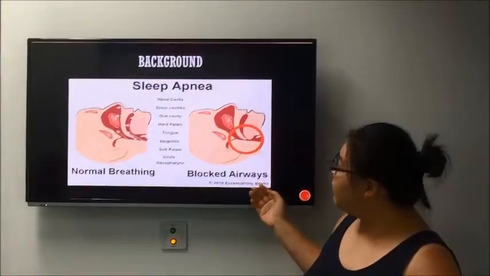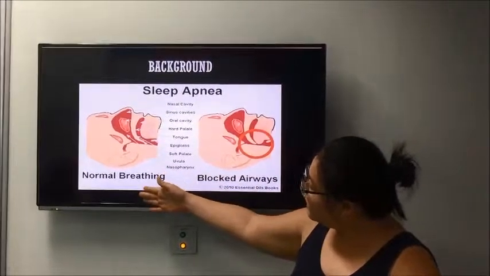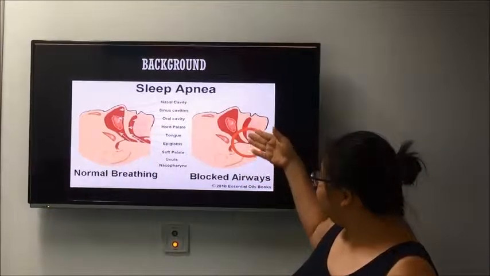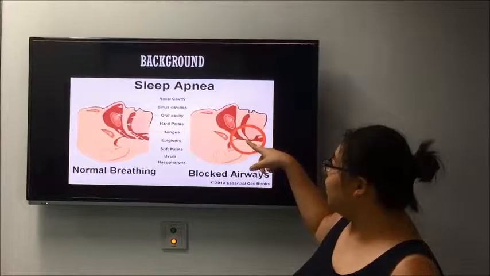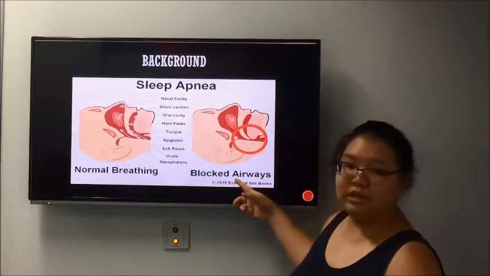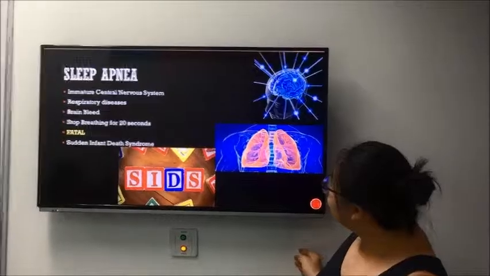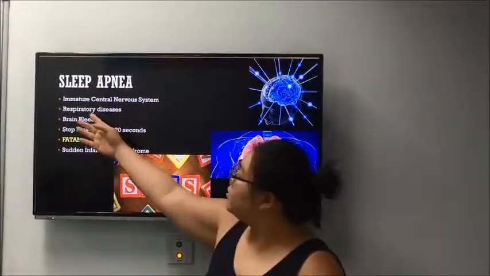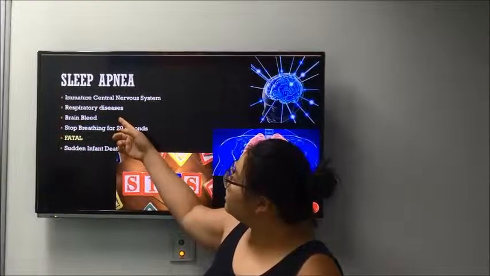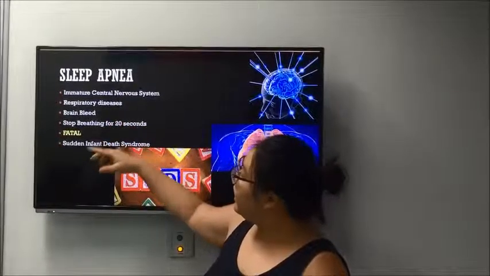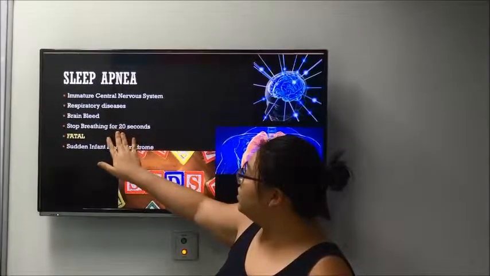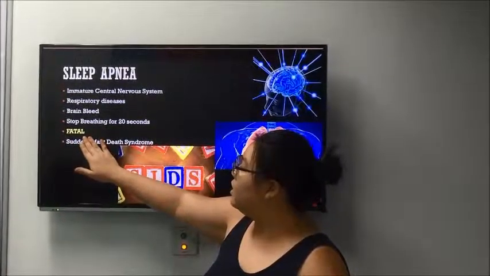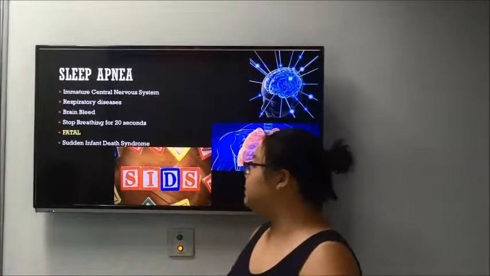For the background of sleep apnea, as you can see here is the normal breathing of a normal baby, and in this one, as you can see in this circle, the soft muscle of the throat collapses, which induces blocked airways. Sleep apnea can also affect the immature central nervous system, cause respiratory disease and blood bleed, and cause breathing to stop for about 20 seconds, which can result in fatal sudden infant death syndrome.